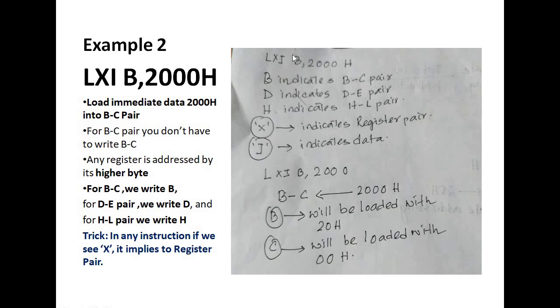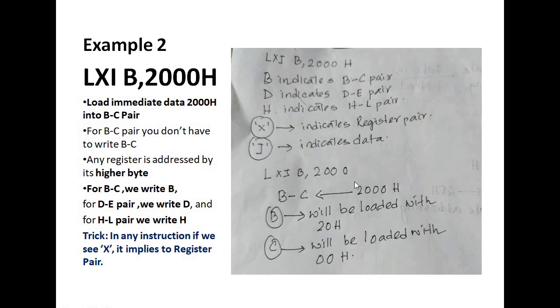LXI D 2000H means load the DE pair with the data 2000H. If I write LXI H 2000H, that is load 2000H into the HL pair. So if there is X in the instruction, that indicates a register pair. And I means the operand given in the instruction is data, not an address. Clear? So if I write LXI B 2000H, it means 2000H will get loaded into register pair BC. How will it get loaded? Now see, B is the higher byte register and C is the lower byte register.